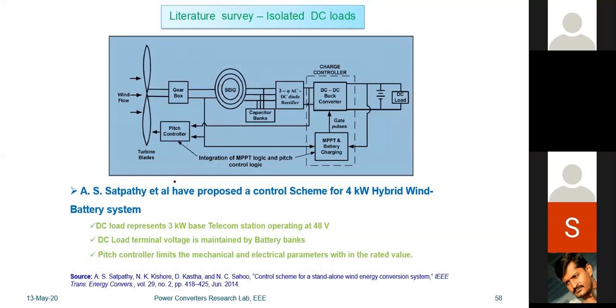So another thing is, here one standalone load is also there, and one battery load is also there. In this case, a constant power is fed to the DC load, and the excess power is pumped to the battery. That is also possible. Here the MPPT is achieved through the pitch angle control, which is based on the mechanical parameters.